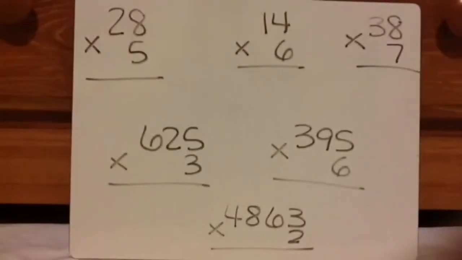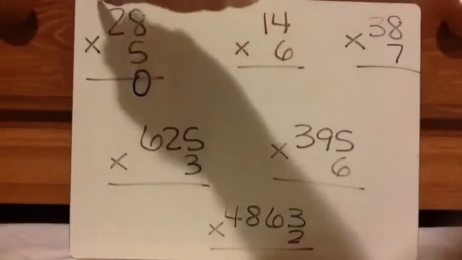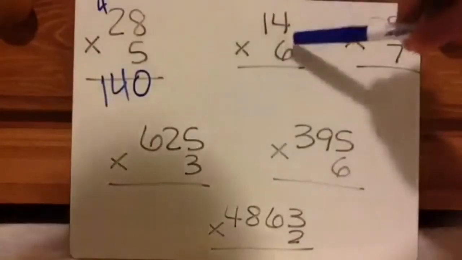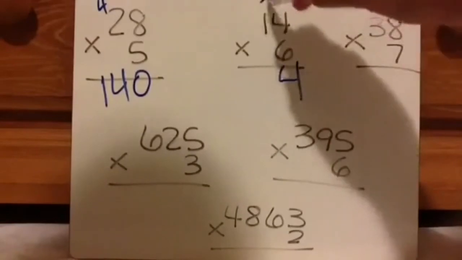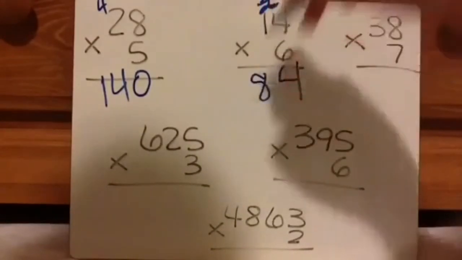Okay, last round of questions. I want you to do these 6 questions. Press pause, do the problems, press play when you're ready to check. Okay, 5 times 8 is 40. 5 times 2 is 10, plus 4 is 14. 6 times 4 is 24, carry the 2, whoops. 6 times 1 is 6, plus 2 is 8.